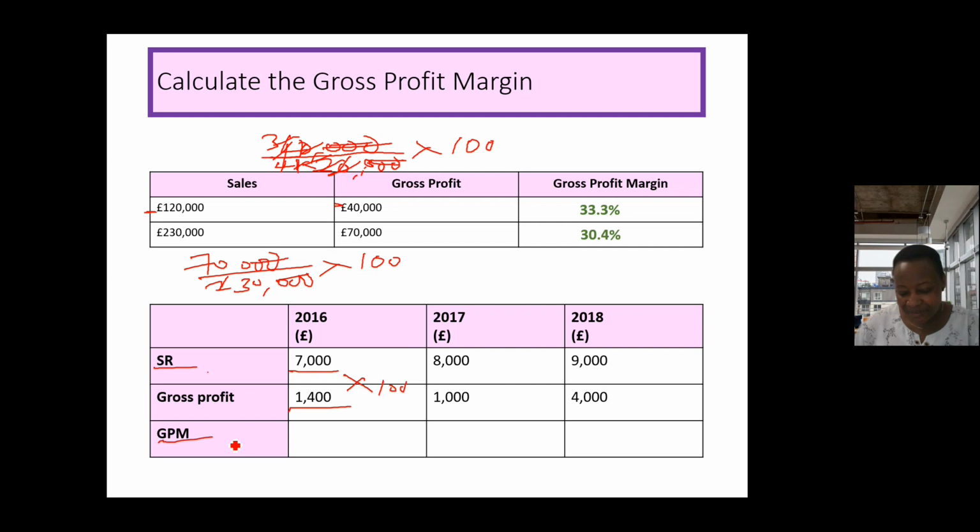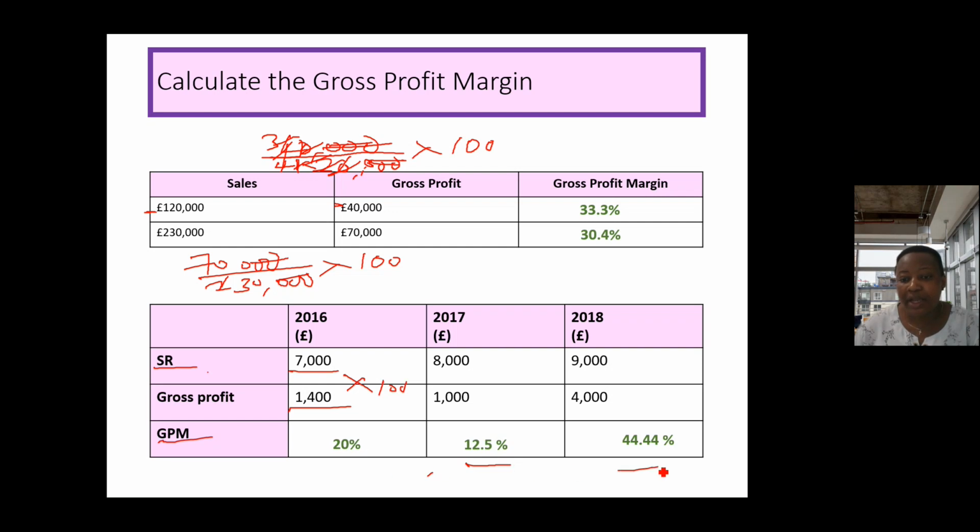Your gross profit margin, if you have tried that for the first one, should be 20%. And then for 2017, it should be 12.5%. In 2018, it is 44%. What you see is that, in 2016, for every £1 of sales that was made, 20p was made as gross profit. This went down in 2017.